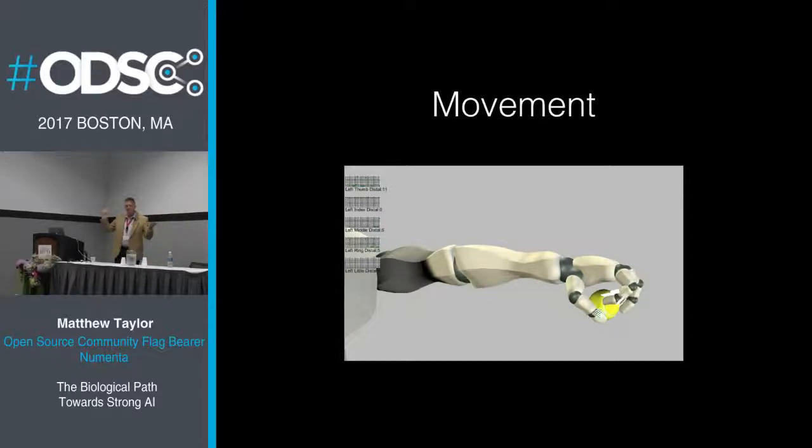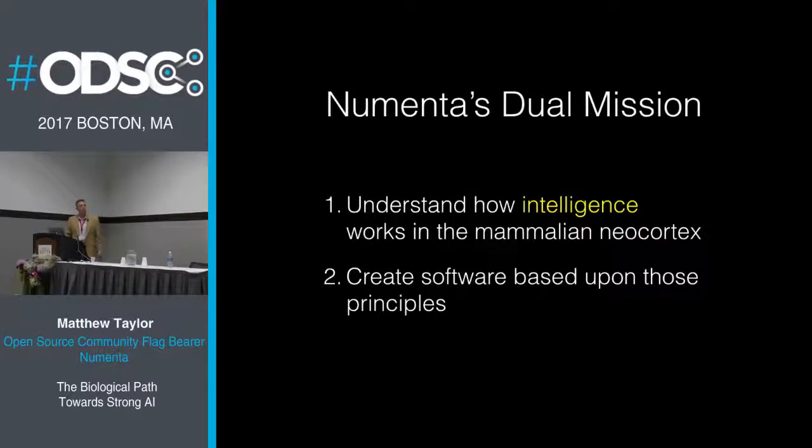You data scientists know that when you get a new data set, there's a lot of human exploration that has to happen so you can understand the different aspects of that data set. We need to build systems that are able to do that exploration without us prompting them. So I think movement is very important.